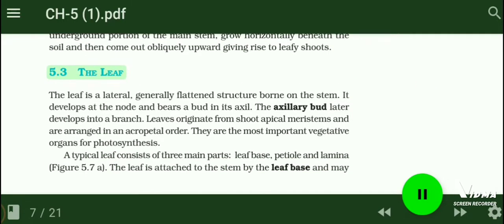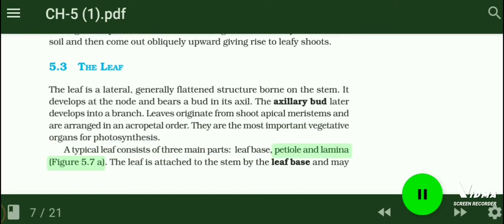5.3 The leaf. The leaf is a lateral, generally flattened structure borne on the stem. It develops at the node and bears a bud in its axil. The axillary bud later develops into a branch. Leaves originate from shoot apical meristems and are arranged in an acropetal order. They are the most important vegetative organs for photosynthesis. A typical leaf consists of three main parts: leaf base, petiole and lamina.